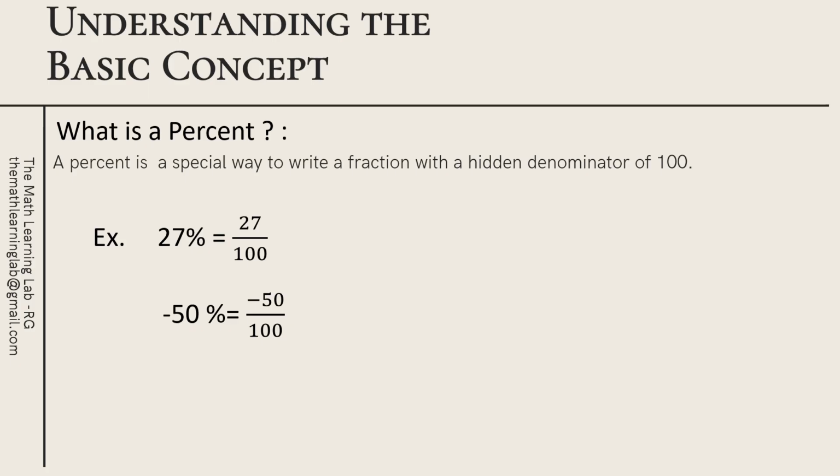A percent is a special way to write a fraction with a hidden denominator of 100, or you can say a division by 100. Here is a percent symbol. You can see my mouse cursor and it is representing 27 out of 100. Minus 50% is representing minus 50 out of 100.